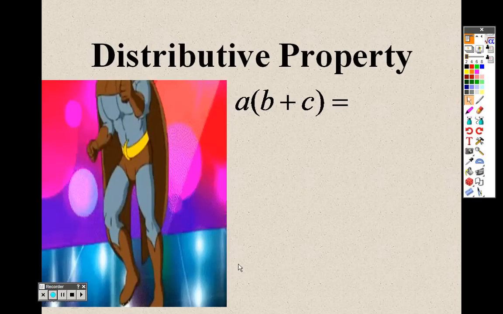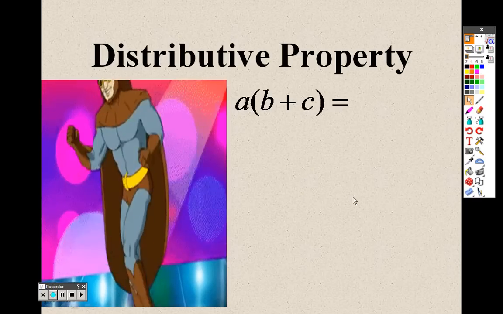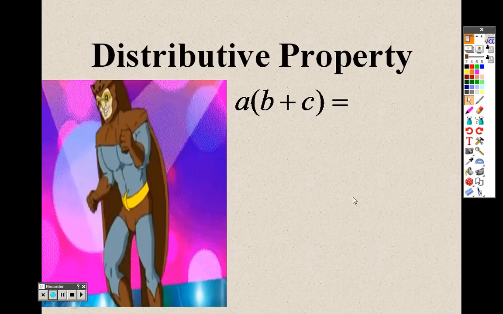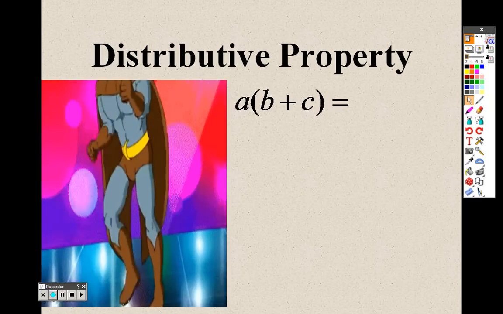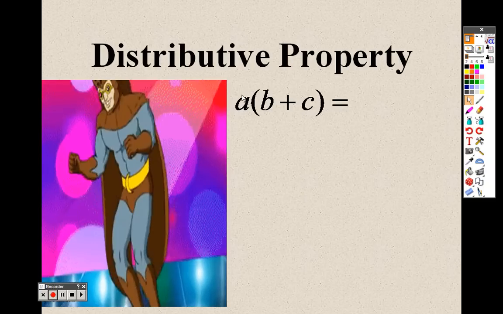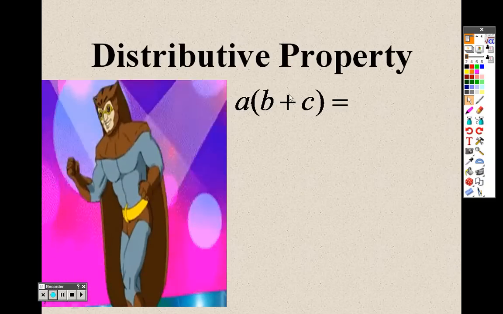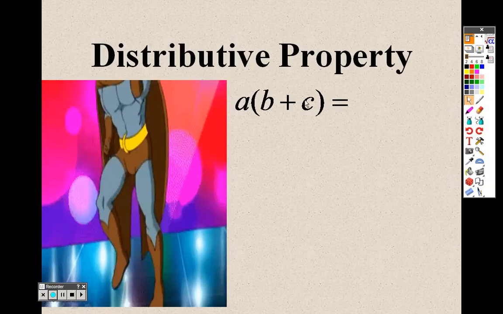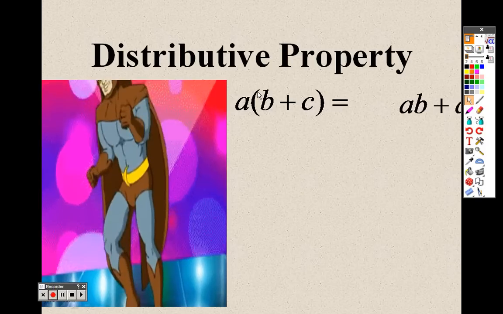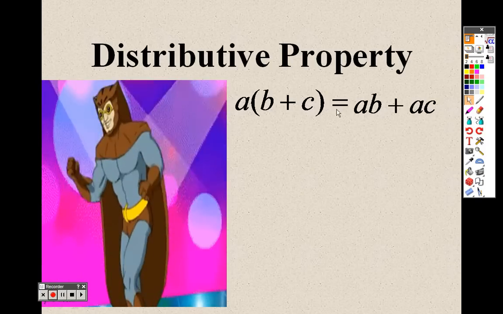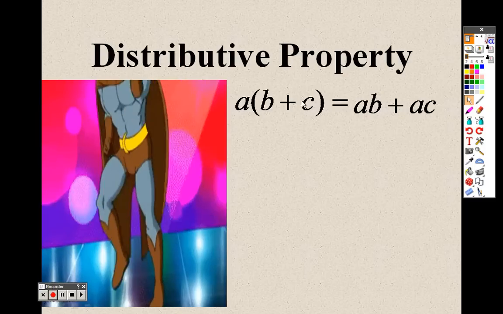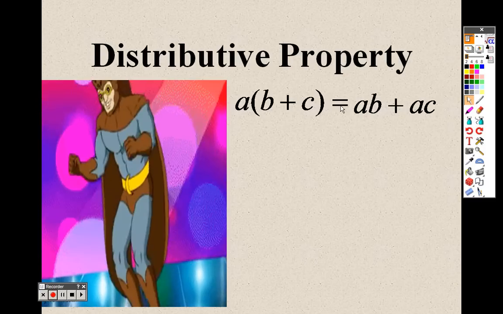Okay, so continuing on here with the distributive property. Basically what the distributive property is saying is whatever you have out here on the outside, I can multiply it through to every single item inside the parentheses. So A times B is AB, A times C is AC, and you just add them together.